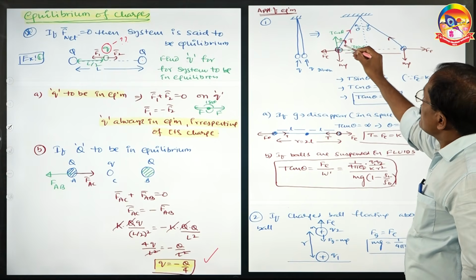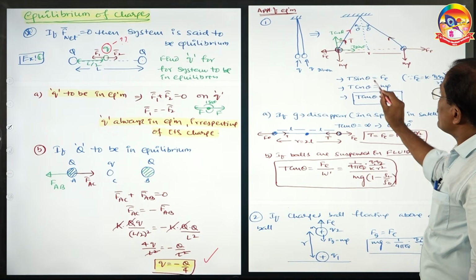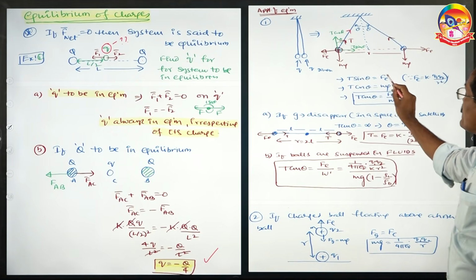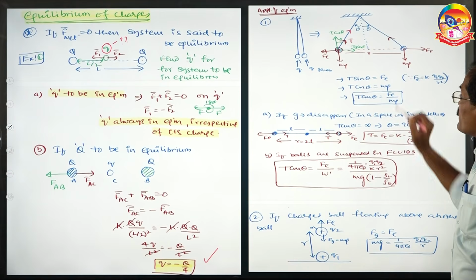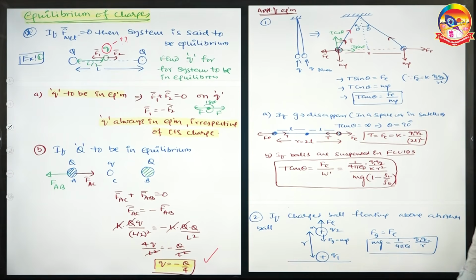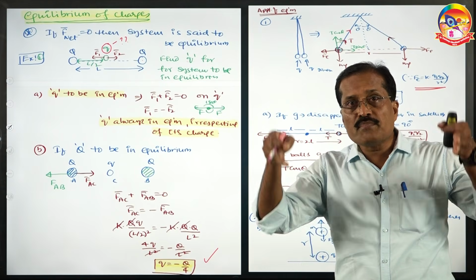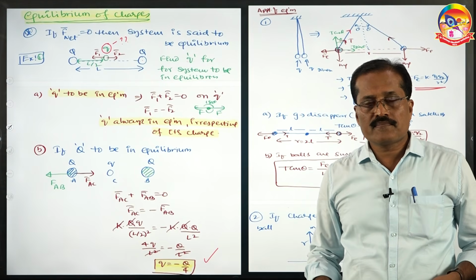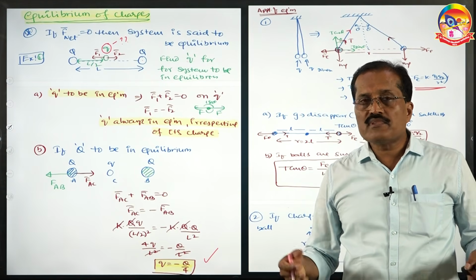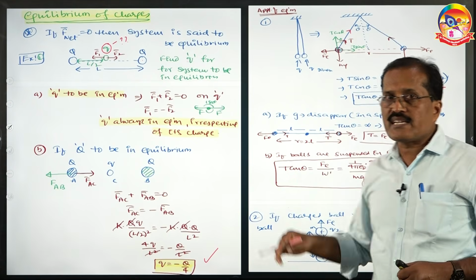The tension is broken into two components, T cos theta and T sin theta. T sin theta balances the electrical force, T cos theta balances mg, and dividing these two, tan theta is equal to Fe by mg. What is Fe? Coulomb's inverse square law: Fe is equal to k q1 q2 by r square. If some medium is there, the k value will be given. If there is no medium, it is simply 1 by 4 pi epsilon naught. Accordingly you can take that here.